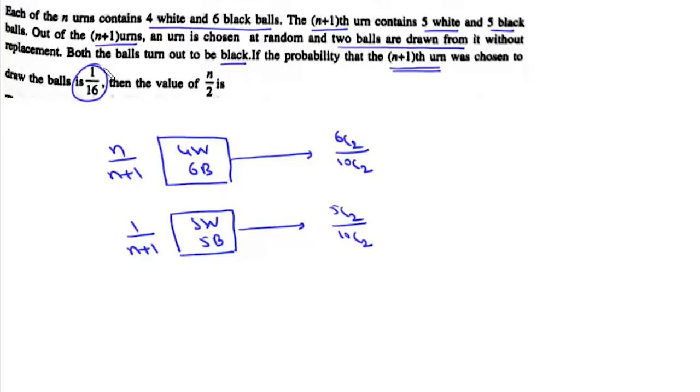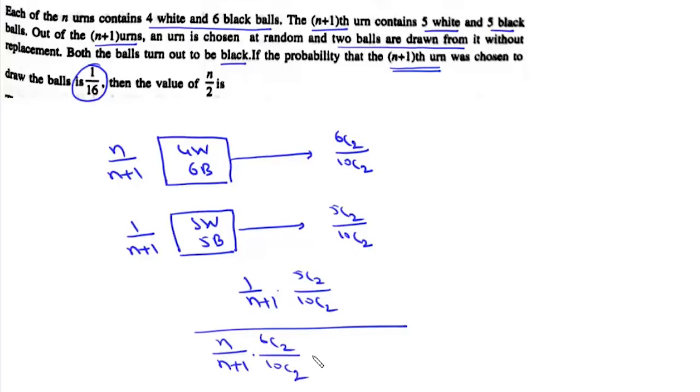So it is Bayes theorem condition. So we'll take this case in the numerator. So it will be 1 upon n plus 1 into 5c2 upon 10c2 by n upon n plus 1 into 6c2 upon 10c2 plus 1 upon n plus 1 into 5c2 upon 10c2, and this value is 1 by 16. Now n plus 1 and 10c2 will cancel.